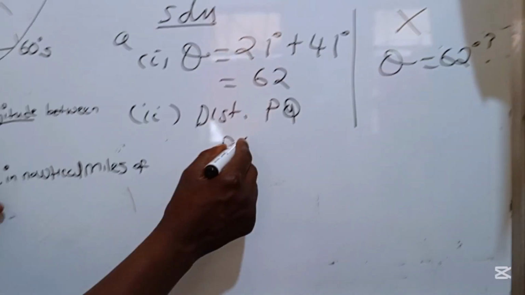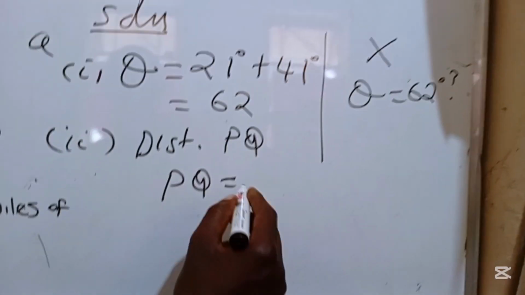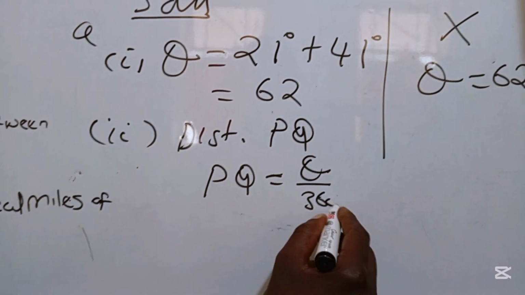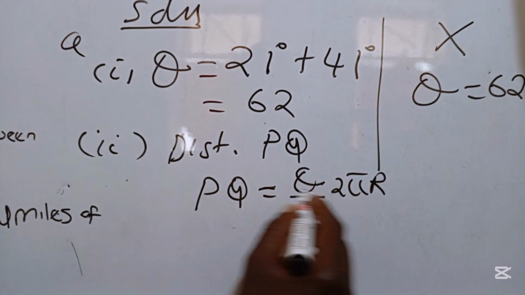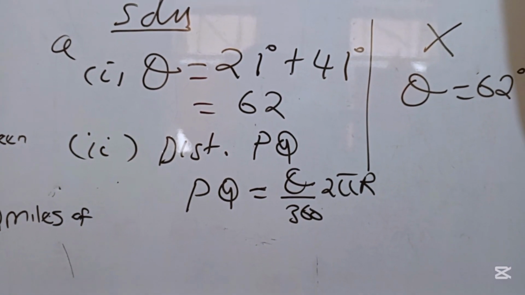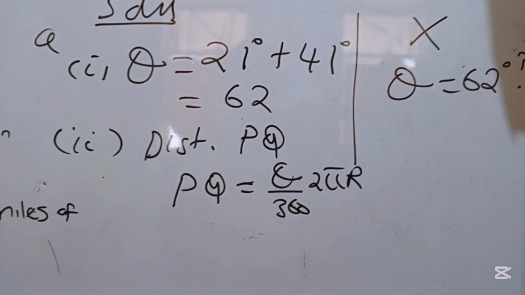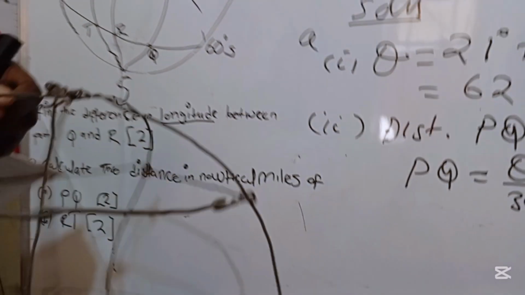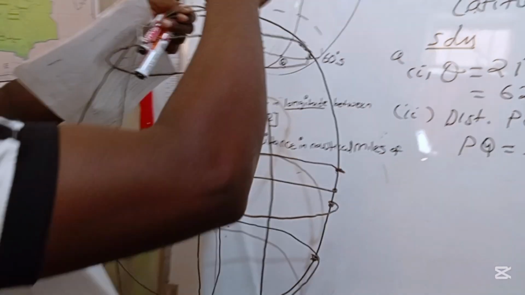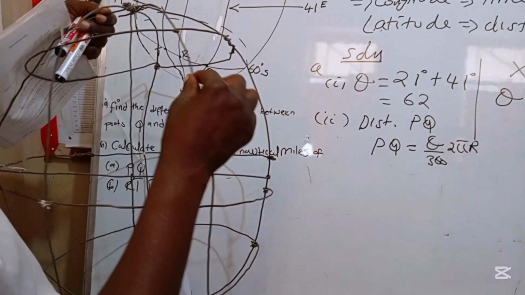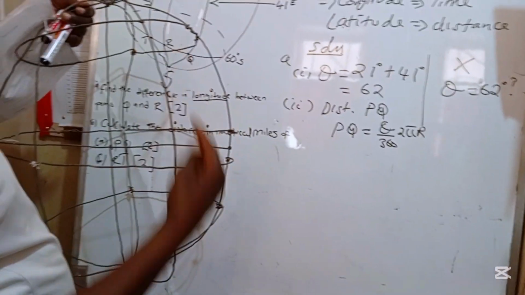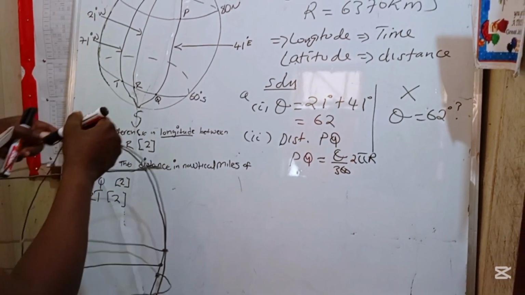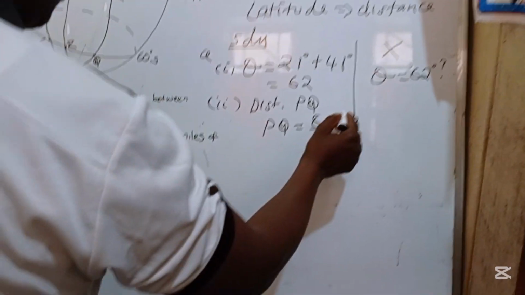I promised you that we are going to run away from those odd methods whereby you say theta is equal to 360 over 2 pi r. This is the distance along the longitude. We don't put cos because it is along the longitude. These longitudes are called major circles. They run from the north to the south. So when you find the distance along the longitude, we do not put the cos. Now we are running away from this method.